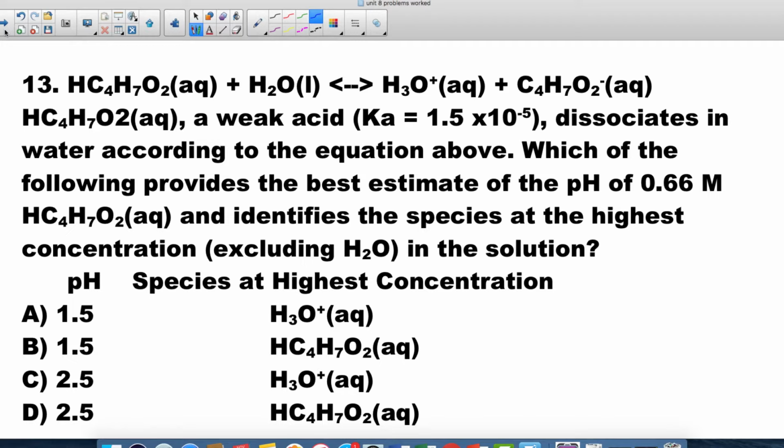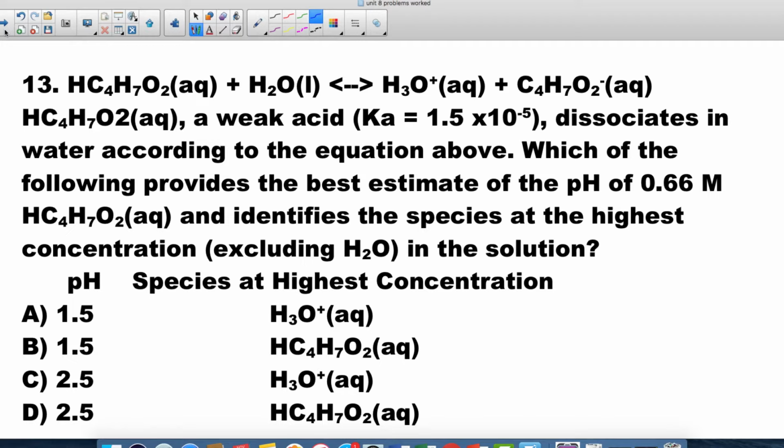This question asks the students to really do two things. First of all, understand which ion is present in the greatest concentration for a weak acid, and then also to try and figure out what the pH would be given that Ka value.